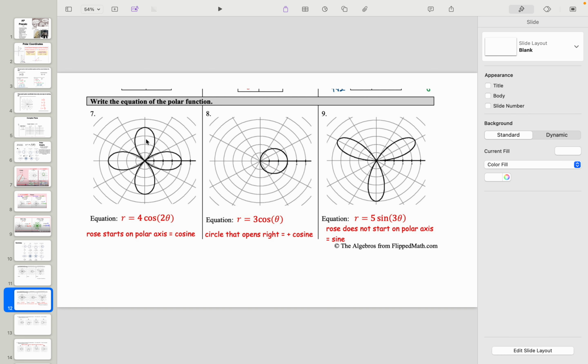Right, so here we have on the axis cosine. It goes up 1, 2, 3, 4, and 4. And I see 1, 2, 3, 4 petals. That's even, so I know it has to be 2 times theta.